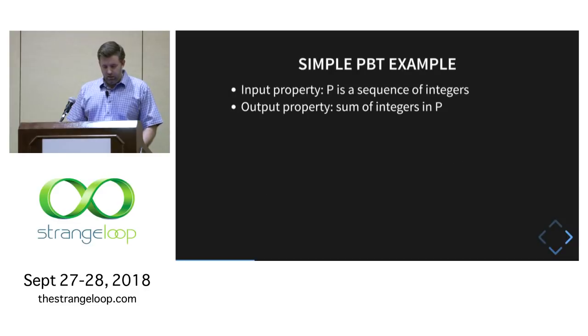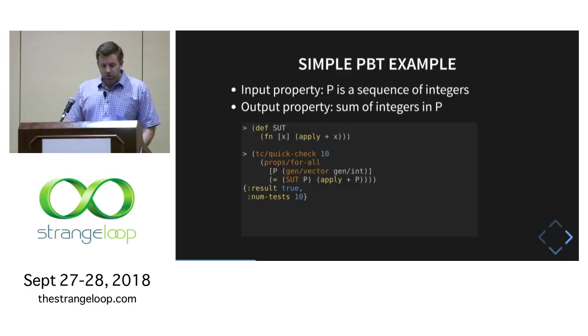All right. So let's consider a simple example of property-based testing. I'm going to define our input property P as a sequence of integers, and the output property is the sum of those integers in that sequence. So here's some Clojure code. Clojure has a test.check library, which is an implementation of property-based testing. I've deleted the namespace imports, but this is the majority of the test. First we define the system under test to be the application of sum to a sequence. And then we define P to be a compound generator, which generates a vector of integers.